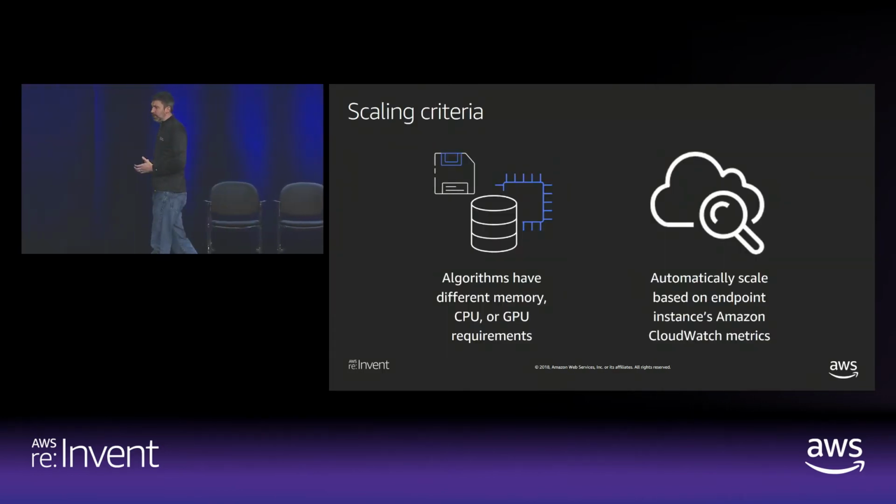Now, we recommend using invocations per instance as the threshold, but we do have customers who have very specific scaling criteria that may not be met by invocations per instance. They may have an algorithm that has very specific memory, CPU, or GPU requirements. And in those cases, SageMaker also allows you to do automatic scaling based on the endpoint instance's CloudWatch metrics.